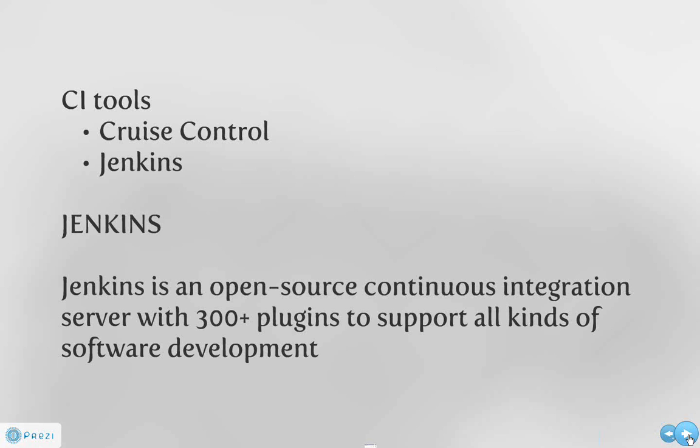Jenkins is a tool which can be installed on your Linux machine or Windows machine, and you can have multiple slaves on it. You can create different slaves and manage them properly. It has 300 plus plugins for doing any kind of software development, right from Java to PHP or C++ or even .NET, if you want to.